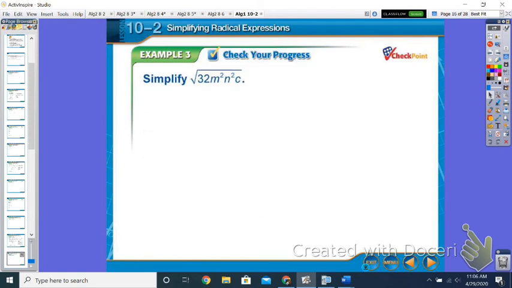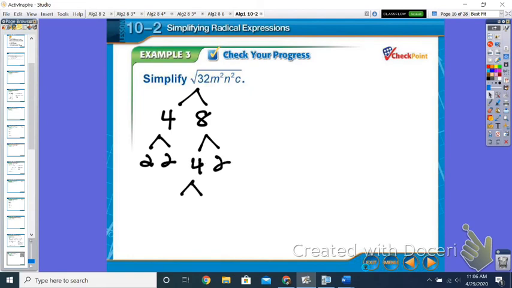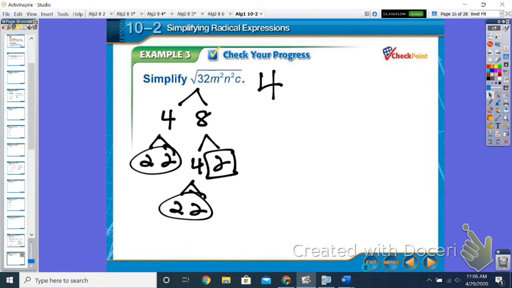Let me do one more quickly. So 32 is, let's say, 4 times 8. 4 is 2 times 2. 8 is 4 times 2. And 4 is 2 times 2. So I'm just breaking this down really quickly. 2 groups of 2's and 1 left alone. So since I have 2 groups of 2's, that's 2 times 2 on the outside. So 4. We're starting out with a 4.